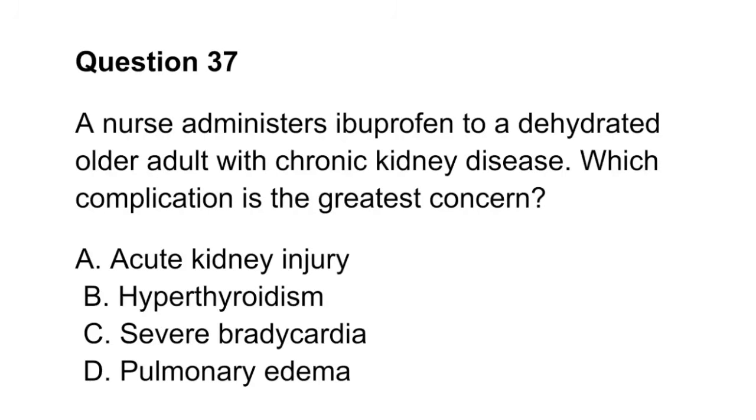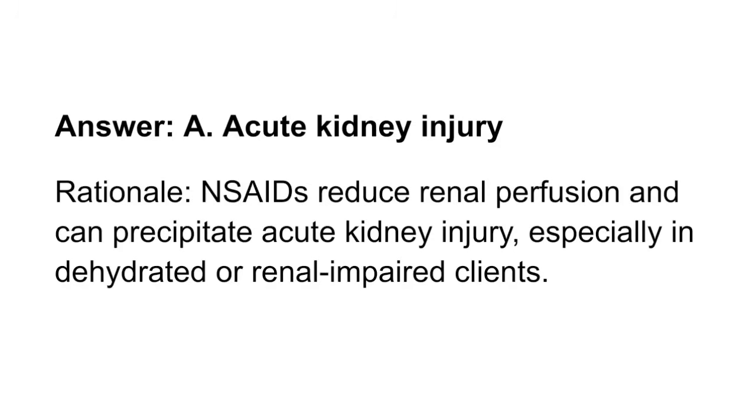Question 37. A nurse administers ibuprofen to a dehydrated older adult with chronic kidney disease. Which complication is the greatest concern? A. Acute kidney injury. B. Hyperthyroidism. C. Severe bradycardia. D. Pulmonary edema. Answer: A. Acute kidney injury. Rationale: NSAIDs reduce renal perfusion and can precipitate acute kidney injury, especially in dehydrated or renal-impaired clients.